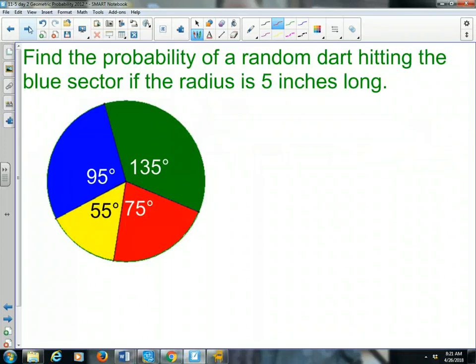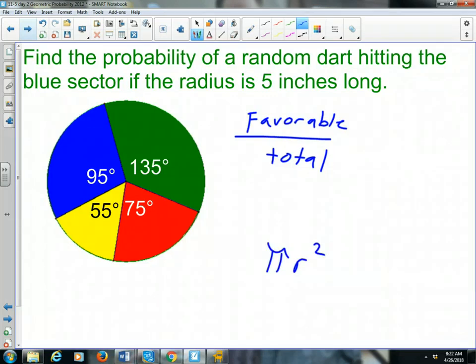Okay? So when we want to find the probability of a random dart hitting the blue sector if the radius is 5 inches long, so it's not like we're aiming at the blue section, it's just pure probability randomness that it's going to land in the blue section or the blue sector. So geometric probability says that it is the favorable area, so the area that we want, favorable over the total. So the total area of the whole circle, the area of a circle, is pi r squared. And then the area of the favorable region of the blue sector, the area of a sector, is n over 360 pi r squared. Okay? So that's our favorable divided by our total.